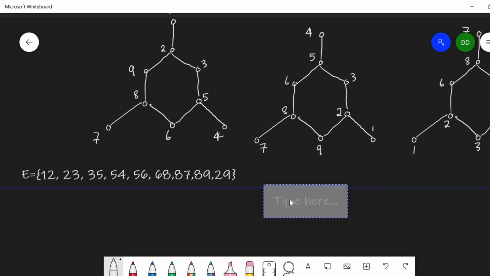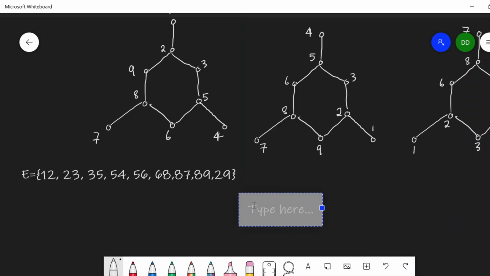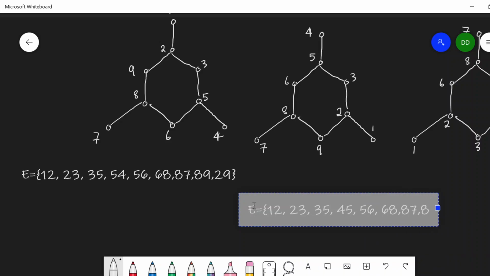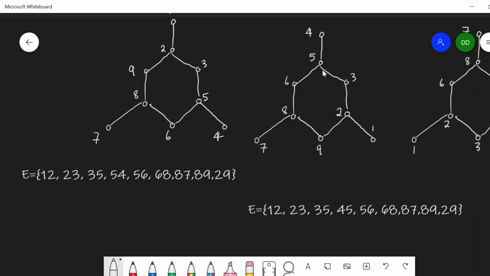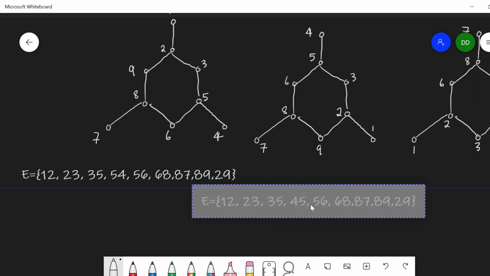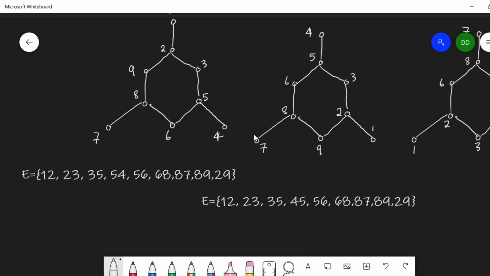And if I take a look at the second graph, let's look at its edge set. I'll start over here at the vertex 1. I have 1, 2. I have 2, 3. I have 3, 5. 4, 5. 5, 6. 6, 8. 8, 7. 8, 9. And 2, 9. And if you'll notice, the edge set in the second graph is exactly the same as the edge set in the first graph. So these 2 labelings are the same. This is the same labeling.